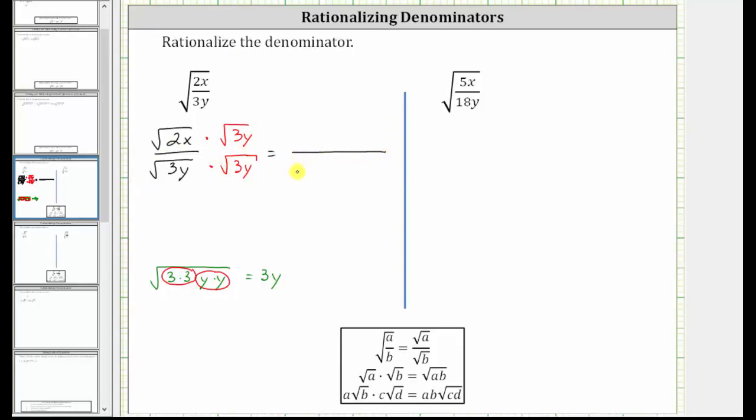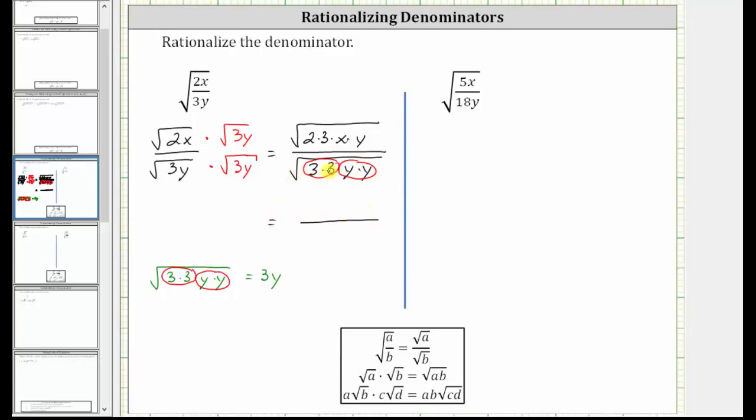Looking at the denominator first, we have the square root of 3y times 3y. Let's just write that as 3 times 3 times y times y. In the numerator we have the square root of 2x times 3y. Let's write that as 2 times 3 times x times y. And now looking at the denominator, we can now simplify because 3 times 3 is a perfect square, and so is y times y.